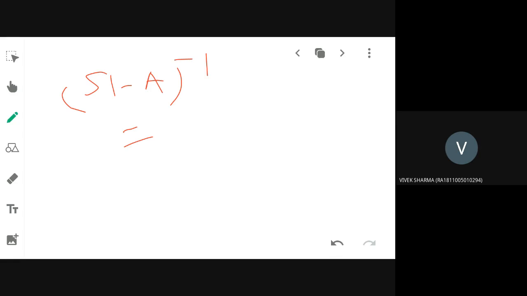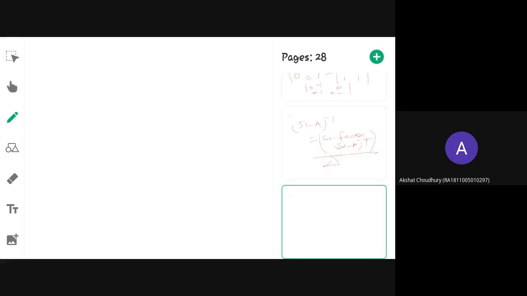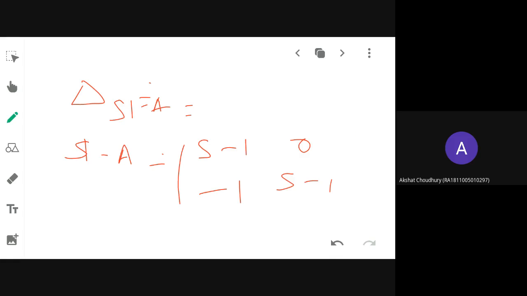Inverse of a matrix is the adjoint of A upon the determinant: the cofactor transpose divided by the determinant. Okay, then what is the determinant? sI minus A is given by [[s minus 1, 0], [minus 1, s minus 1]]. So what is the determinant? (s minus 1) whole squared, ma'am. Okay, that is the determinant.